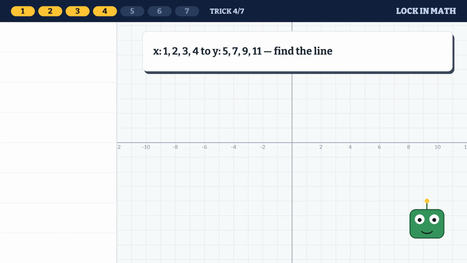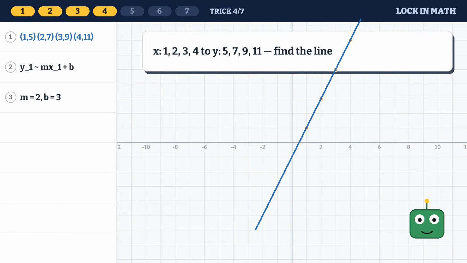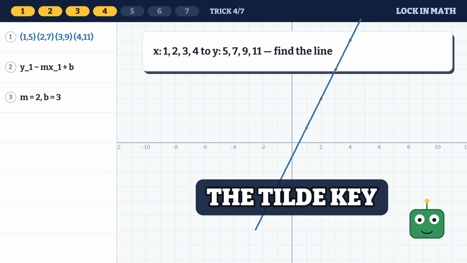Trick 4, the tilde, my favorite key on the keyboard. You get a table, x1, 2, 3, 4, y5, 7, 9, 11. Click the plus, add a table, punch in the numbers. Then type y1 tilde mx1 plus b. Desmos instantly says m is 2, b is 3. Line of best fit, no slope formula, no work.